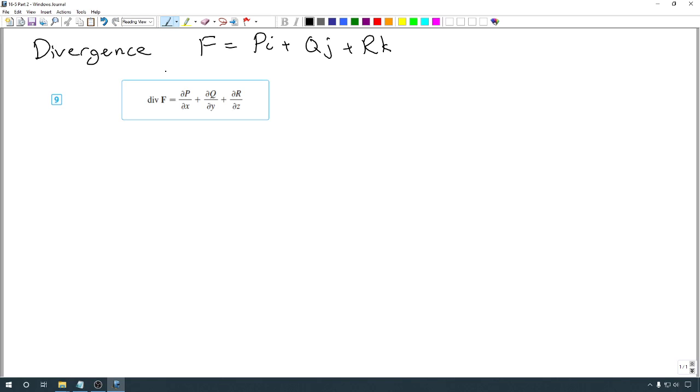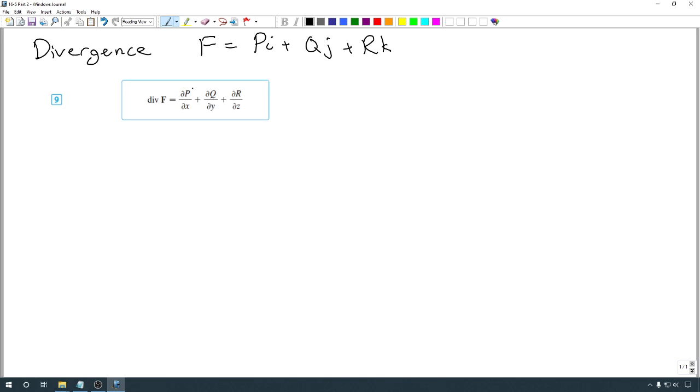So in the last video we talked about the curl. In this video we're going to talk about what we call the divergence. This is another operator on a vector field. So if we have F equals Pi plus Qj plus Rk, the divergence is this expression.